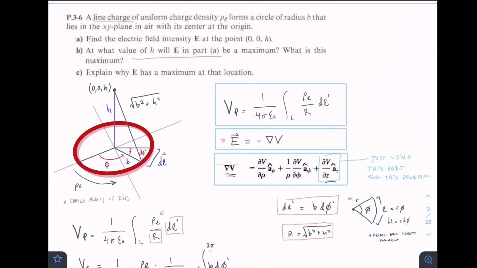We have to find what value of h makes E a maximum, and then what that maximum is. So the value of h first, and then what the maximum is. We're going to have to solve for the value of h where it is a maximum, and then plug it back into the E field equation. So let's look at how we would do that.